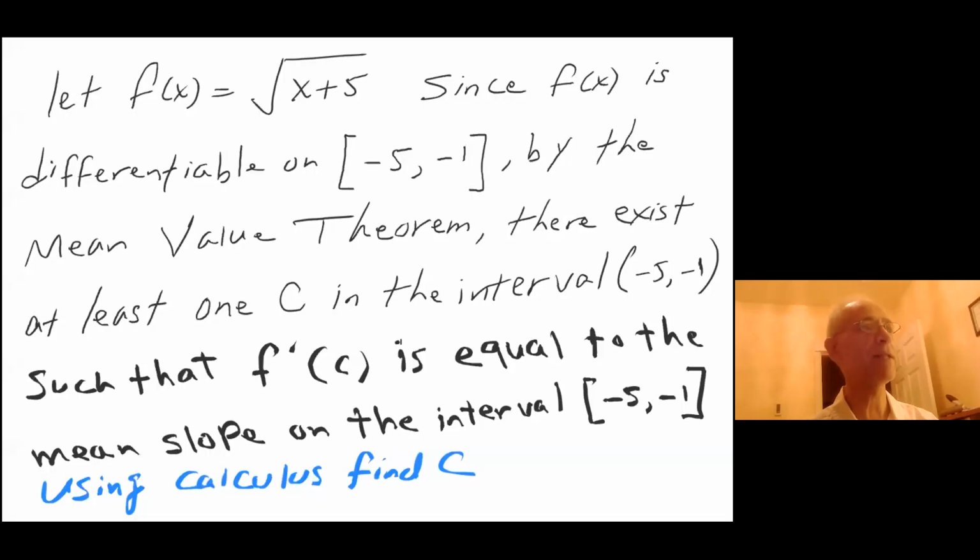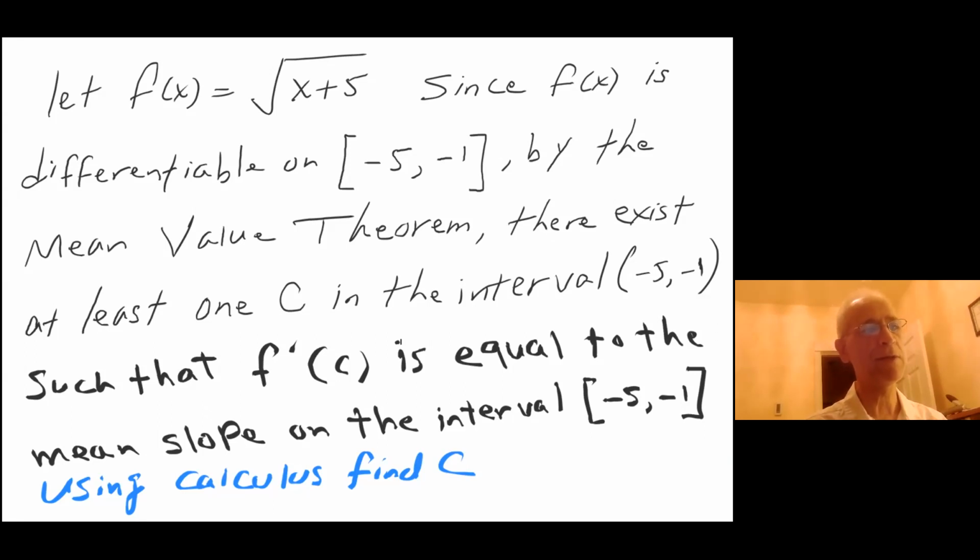From Math 151, let f(x) = √(x + 5). Since f(x) is differentiable on the closed interval [-5, -1], by the Mean Value Theorem there exists at least one c in the open interval (-5, -1) such that f'(c) is equal to the mean slope on the interval [-5, -1]. Okay, so using calculus, find c.